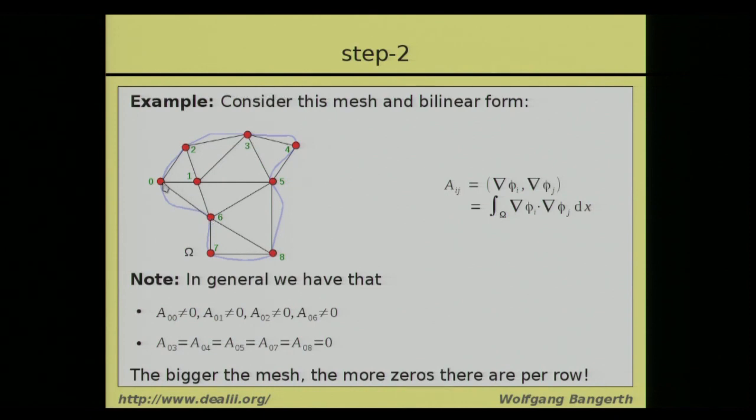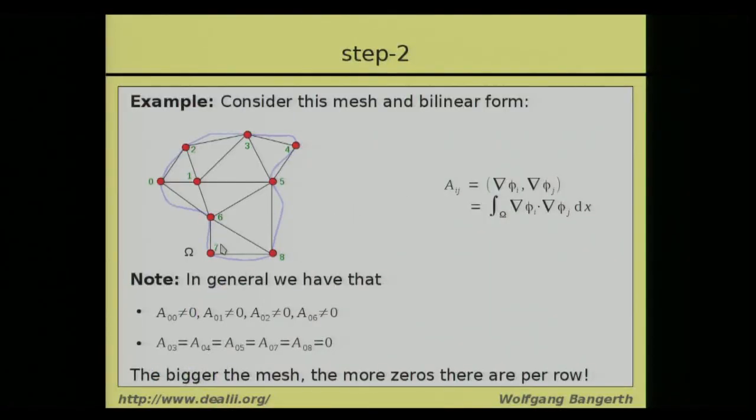Whereas the entry a_03 in this matrix is going to be 0, because the shape function 0 only lives on these two cells here, whereas shape function number 3 lives on these 3 cells here. So if I look at the integral over omega, I can write this as a sum of the integrals over the individual cells. If I look at every single cell that I could possibly integrate over, either the first factor is 0, or the second factor is 0 when I integrate gradient phi_0 against gradient phi_3. So one of these two factors is always 0, and as a consequence, the entire term a_03 is 0.